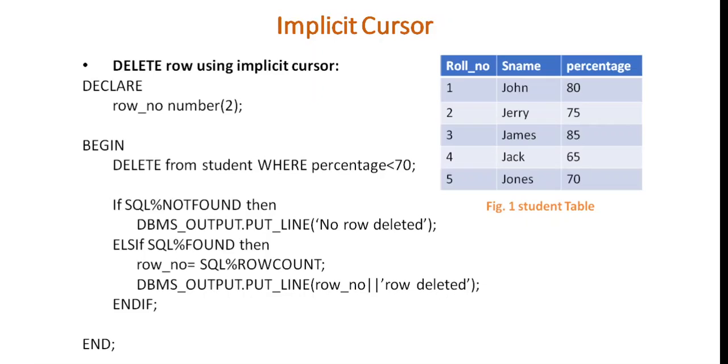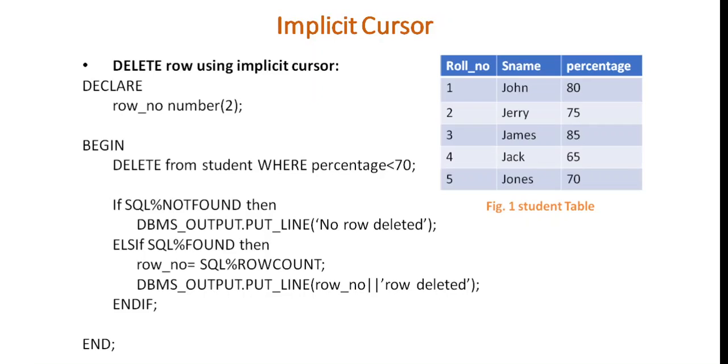We are fetching the number of rows deleted by the SQL cursor into the row number variable, and then by using the dbms_output.put_line statement we are printing the value of row number. This is how we can use a delete query in an implicit cursor program. Here I have given the condition where percentage less than 70, so it will delete only those rows where students have percentage less than 70.